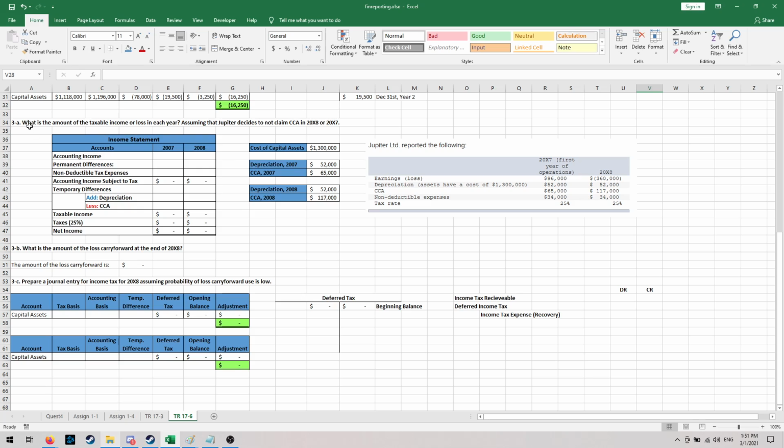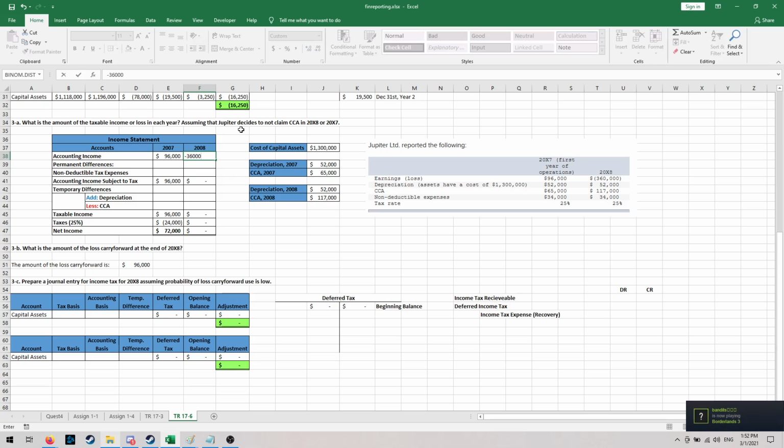We're asked, what's the amount of taxable income or loss in each year, assuming that Jupiter decides not to claim CCA in 2008 and 2007. So we're just going to fill out this chart exactly like we did before. We had an accounting income of 96,000. And in 2008, we had the same loss of 360,000.